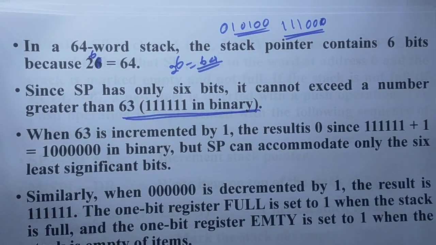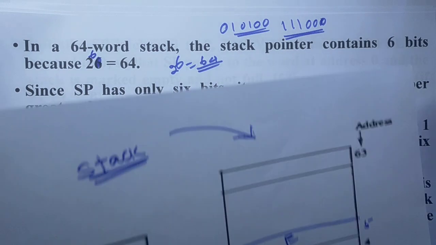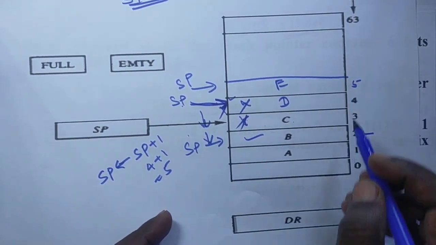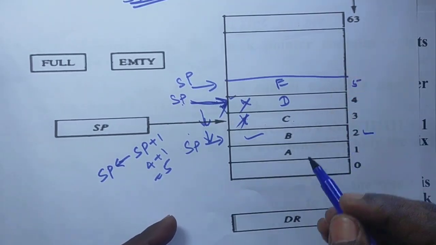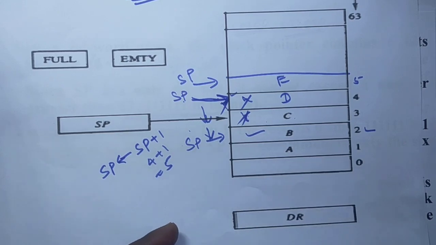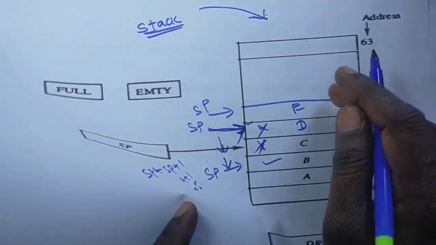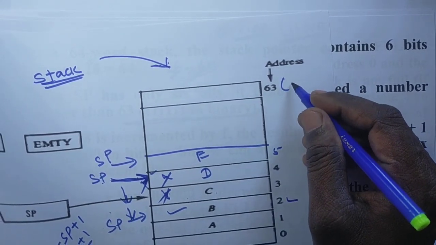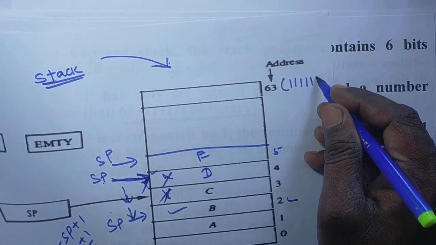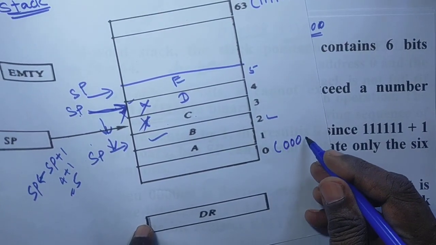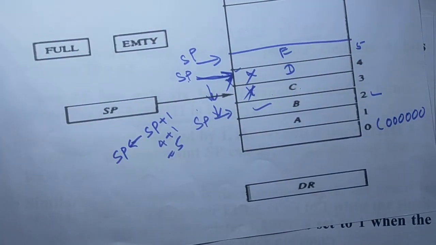Suppose we maintain 64 words. 64 words means 0 to 63. So the total address is 0 to 63. It cannot cross this 63. So each position will be, in a very simple way I will describe, binary 111111 at the top. Here will be 000000. So like this we have to define.